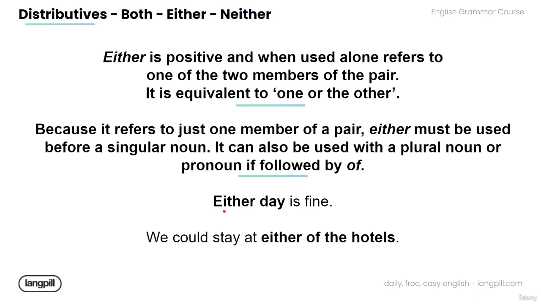So let's take a look at these examples. Down here we have either day is fine. In this sentence, you have to think, they're referring to two different days originally. So maybe someone asked them, which day do you want to go to the park, Monday or Tuesday? So their response is either day, which means either Monday or Tuesday is fine.